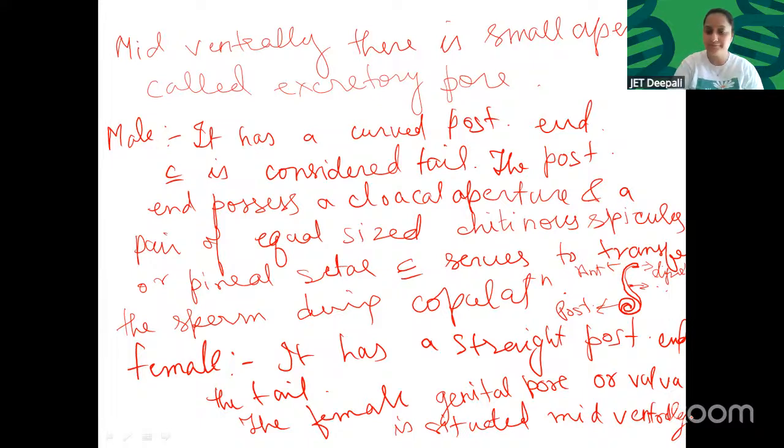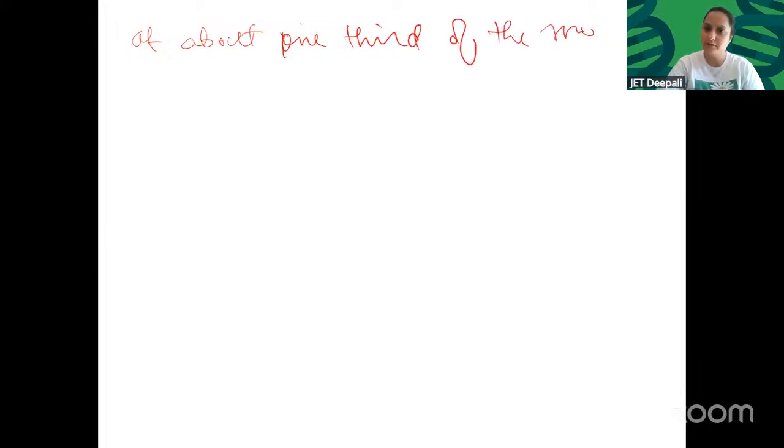Okay, got it? Now the next line is: at about 1/3 the length from the mouth. So what is the vulva? Vulva is situated mid-ventrally at about 1/3 of the length from the mouth. Clear? Now, the anus is present a little in front of the tail end.